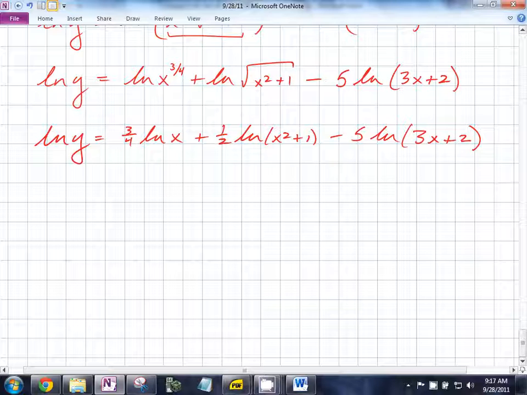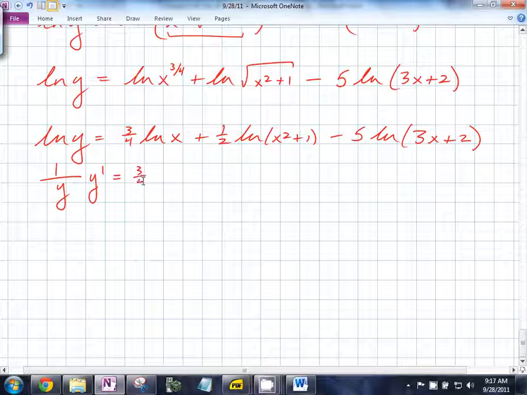What's the derivative of that right there? Well, 3/4 times 1 over x, plus 1/2 times 1 over x squared plus 1 times what? That's 2x, minus 5 times 1 over, times 3. Exactly. Can we clean this up a little bit?